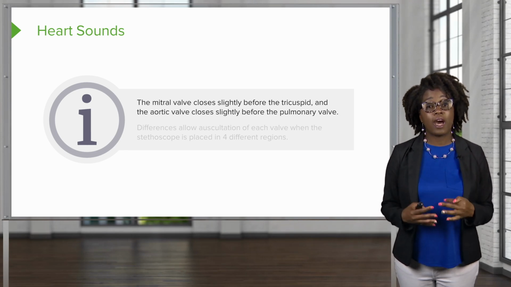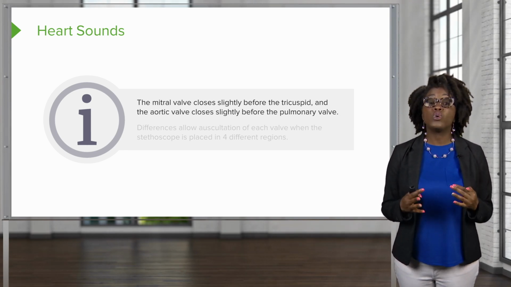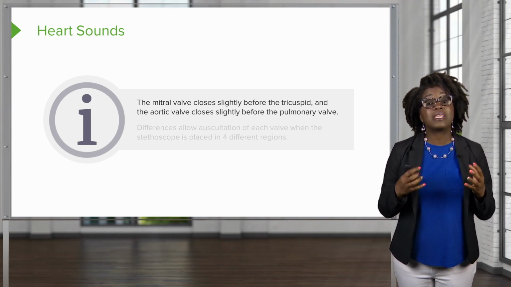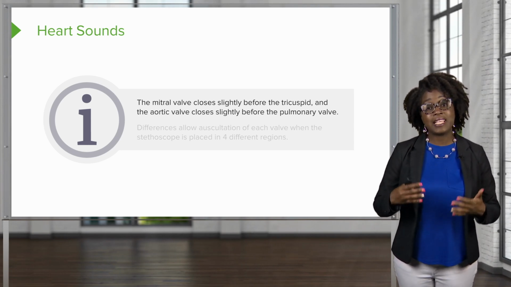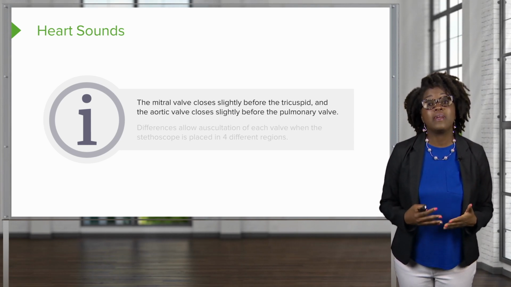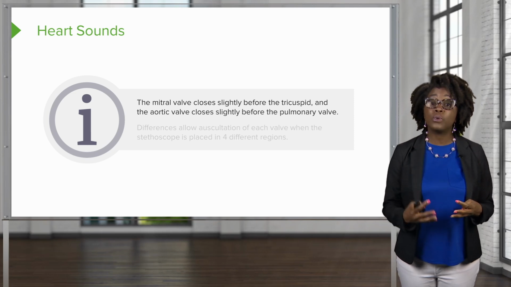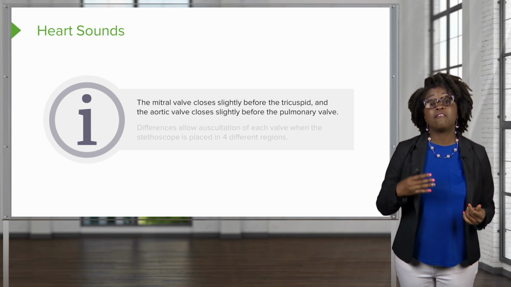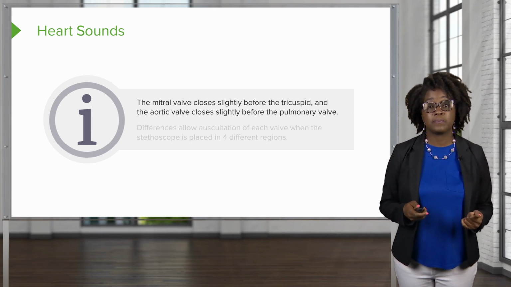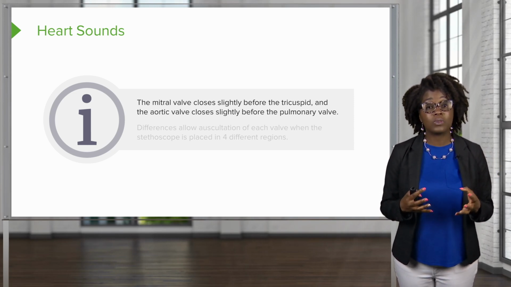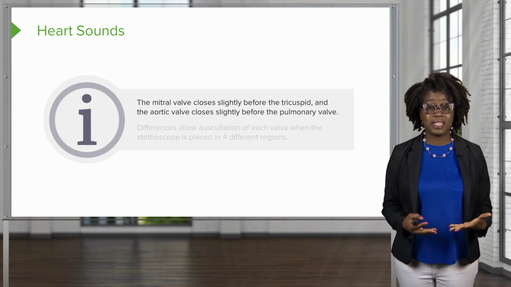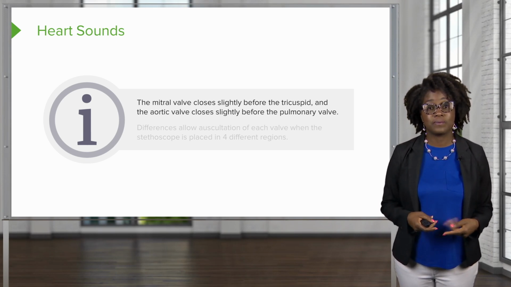So the first sound, or the lub, is the closing of the AV valves at the beginning of ventricular systole. The second sound that you hear, or the dub, is the closing of the semilunar valves at the beginning of ventricular diastole. And the pause between the two sounds indicates the relaxation of the heart.